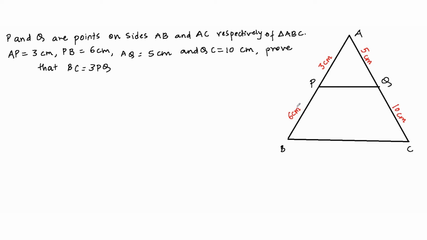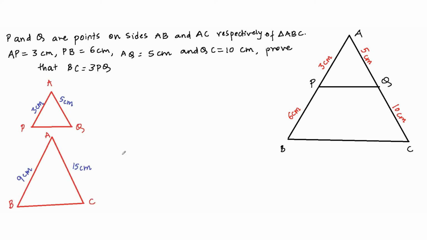So if I were to think of this problem, BC and PQ, these two sides are the corresponding sides, but not unless I prove that the triangles are similar. So the obvious choice for triangles over here to be similar would be APQ and ABC. Let me quickly draw them separately. So I have drawn these two triangles separately here. I have also marked the sides.